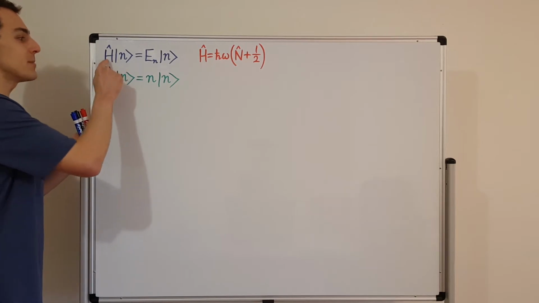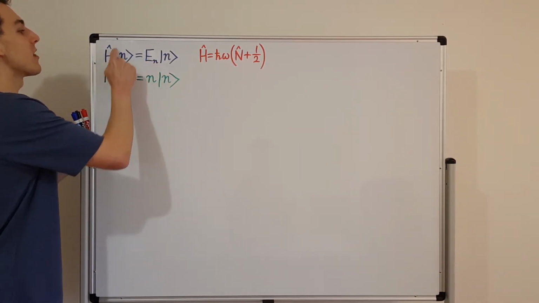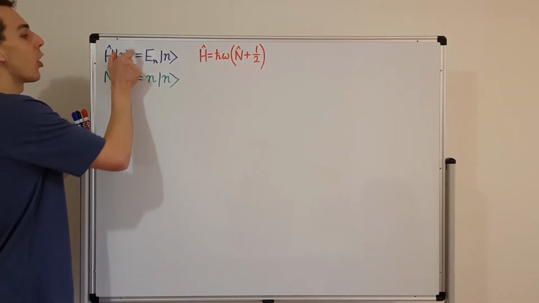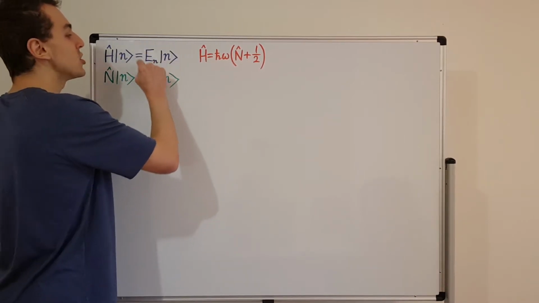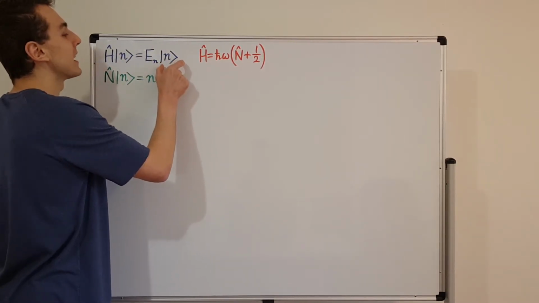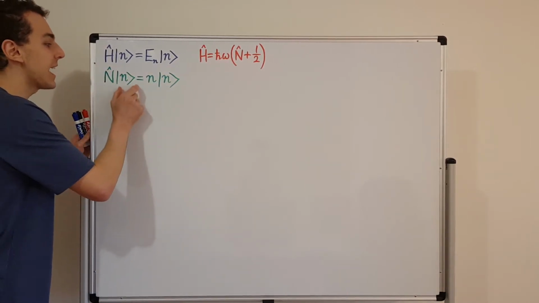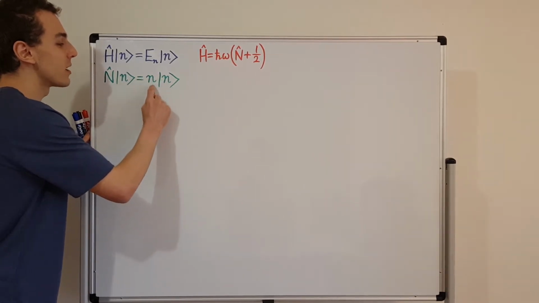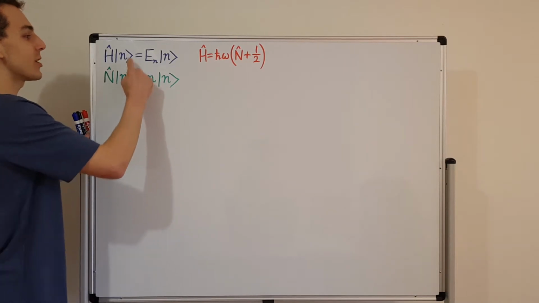So the time-independent Schrödinger equation is actually an eigenvalue equation for the Hamiltonian operator. We have the Hamiltonian acting on one of its eigenstates, and that is equivalent to an energy eigenvalue multiplying the eigenstate. And over here we have the number operator acting on the same eigenstate, and that is equivalent to this eigenvalue of the number operator multiplying the eigenstate. So the eigenstates are actually the same.